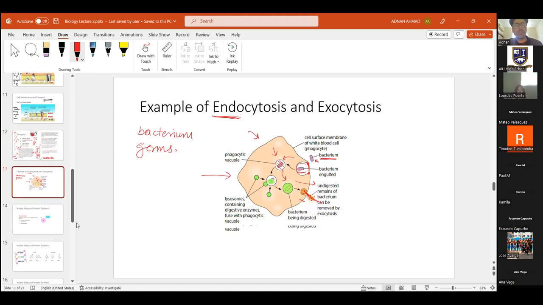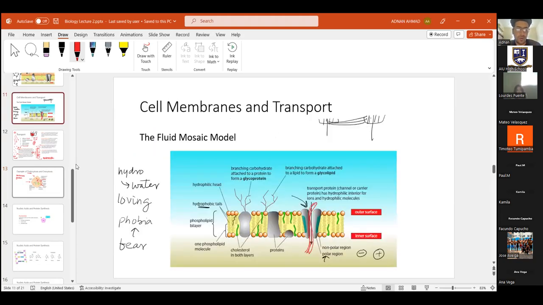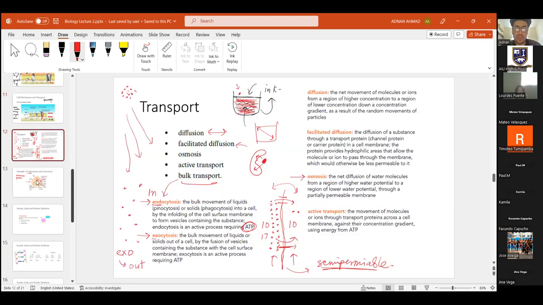Okay, so this was about transport, how things get inside the cell and how they get out of the cell. We saw the structure of the cell wall and the different types of transport mechanisms that the cell uses to exchange materials in and out of the cell.